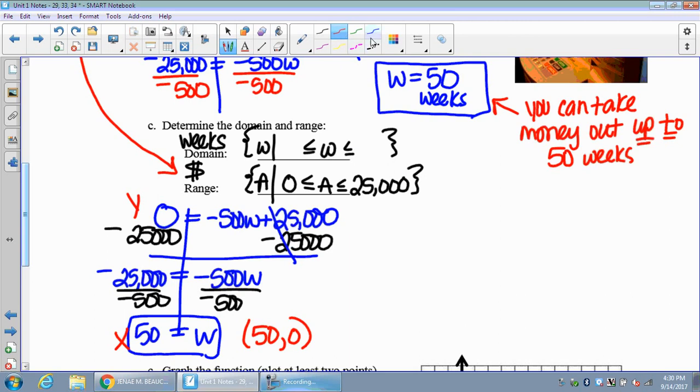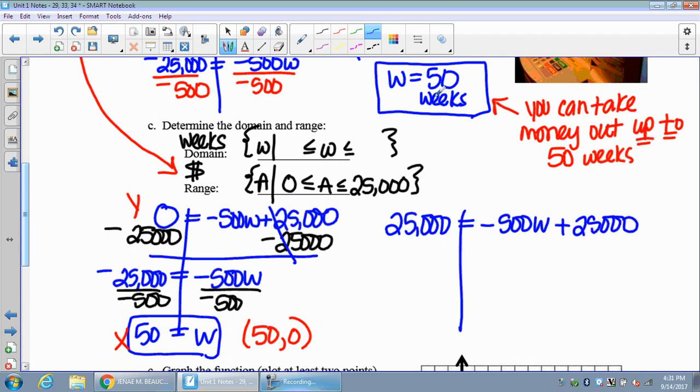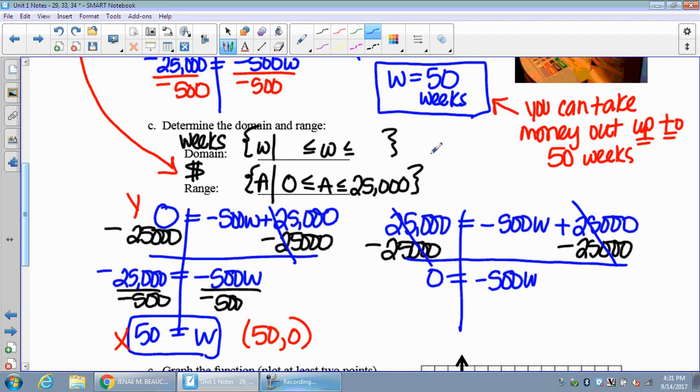25,000 equals negative 500w plus 25,000, and I solve. Again, I'm going to move through this because solving 2 steps is an Algebra 1 skill, but please don't hesitate. If we need help with more solving practice, come see me and we can work on that. Notice these both cancel and I get 0 equals negative 500w.